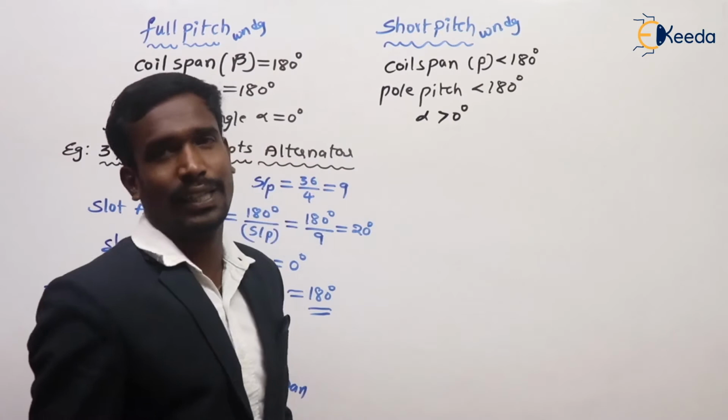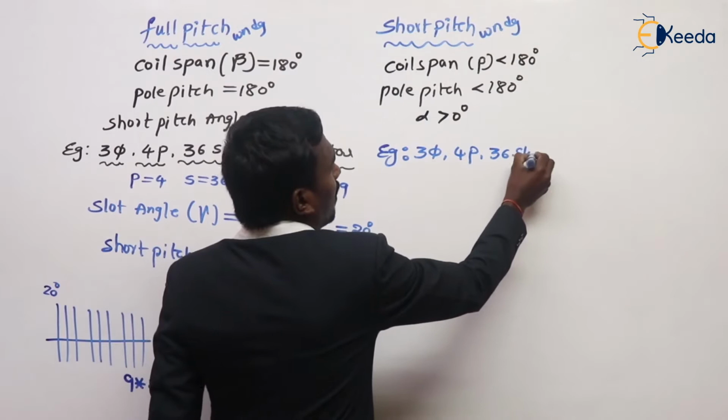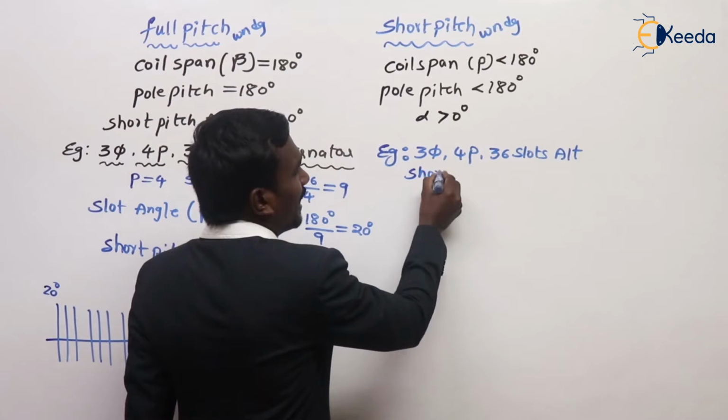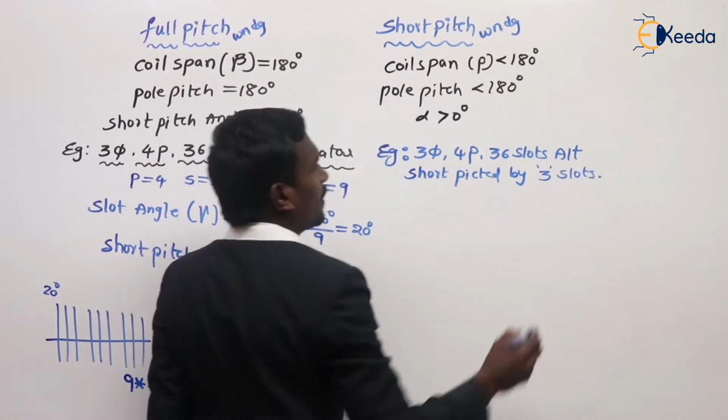So I am taking the same example: 3-phase, 4-pole, 36 slots alternator. Is it okay? 36 slots alternator. Short pitched by 3 slots. They give the question like this. Short pitched by 3 slots.